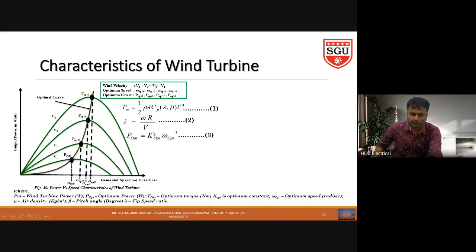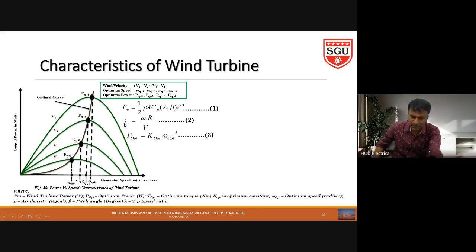If you substitute wind velocity equal to omega divided by lambda, it is clear from this second equation that for a particular wind velocity, the wind velocity is constant. The radius of the wind turbine is also constant. Therefore, lambda is directly proportional to only the generator speed. So, if the generator speed is running at this exact optimum point, automatically lambda will also be optimum.